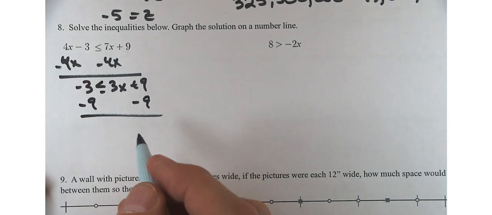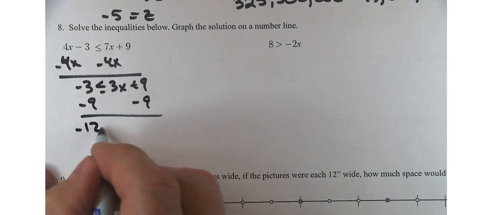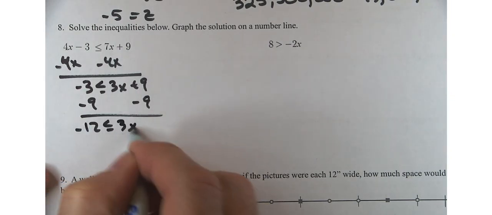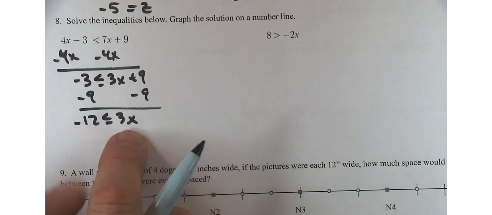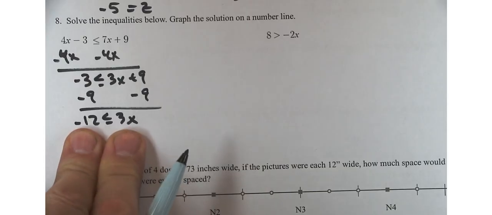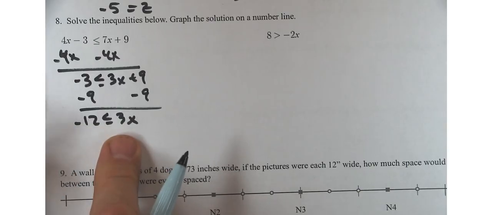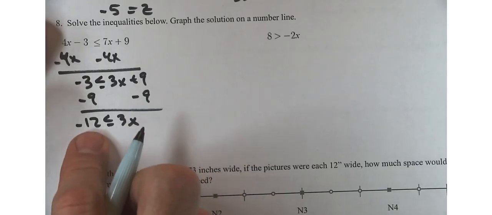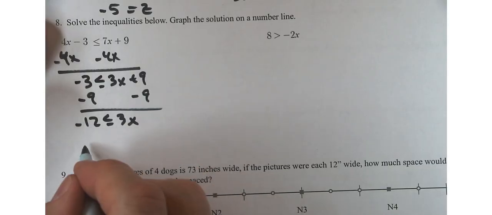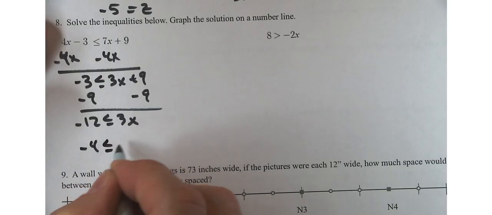I've got my variable on one side, so I'll put the constant on the other side. Subtract 9 from both sides, I get negative 12 is less than or equal to 3x. What do I have to do to finish up? Divide by 3. Do I have to reverse the direction of the inequality when I divide by 3? No, because you're dividing by a positive 3. If you're dividing by a negative 3, then you'd have to reverse it. Now the fact that you're dividing into negative 12 doesn't matter. We get negative 4 is less than or equal to x.